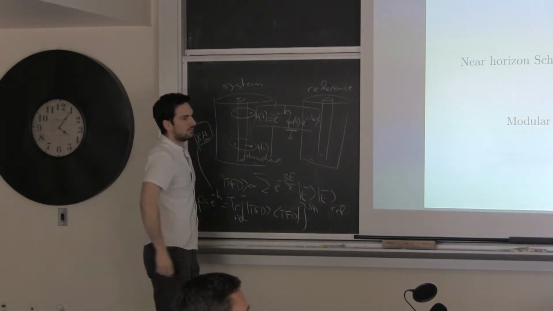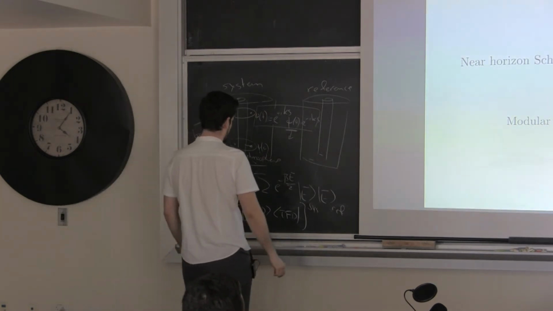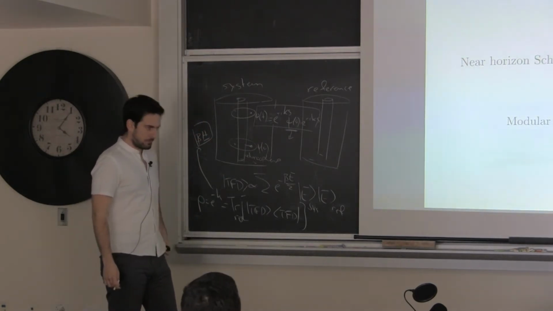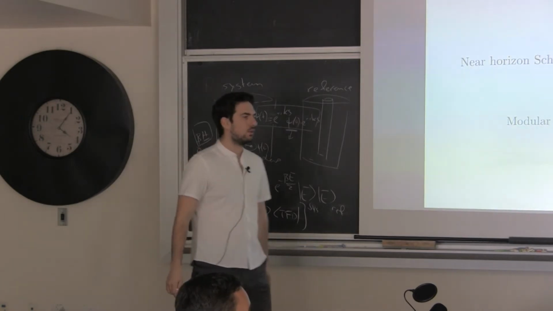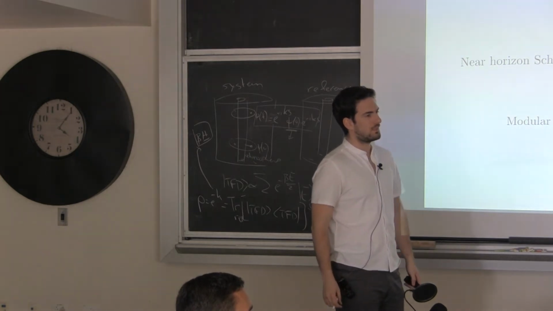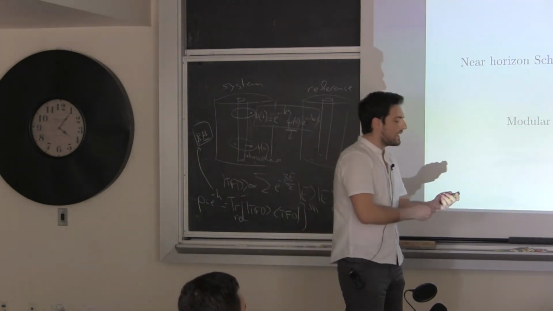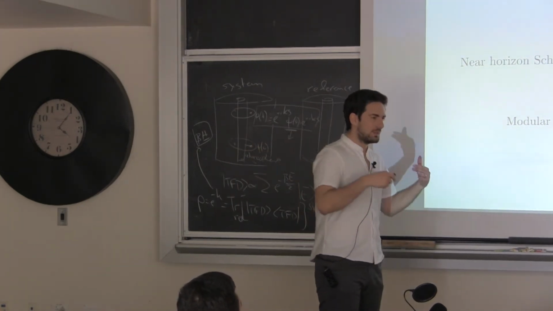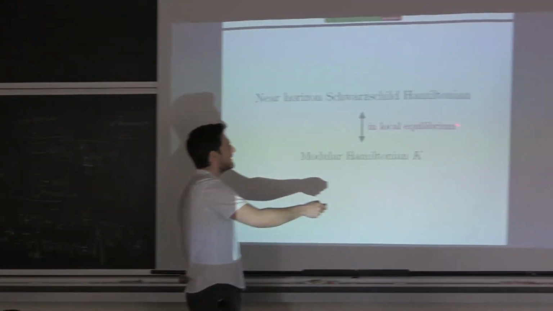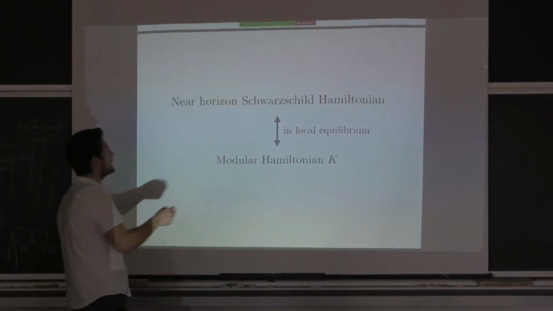In this example, in the thermofield double, the modular Hamiltonian is just an ordinary Hamiltonian on the left. But as soon as I add some particles on the left, the modular Hamiltonian will be more complicated, correct. Right, but the time evolution on the boundary still should be done with the ordinary Hamiltonian. That's right, yes. So this is an interesting fact which ultimately one needs to address. And the way I'm addressing it in this slide is by the fact that this statement here, in local equilibrium, does a lot of heavy lifting over here.